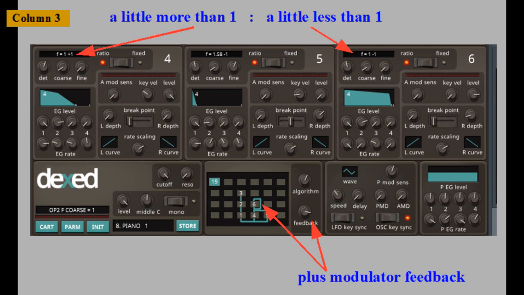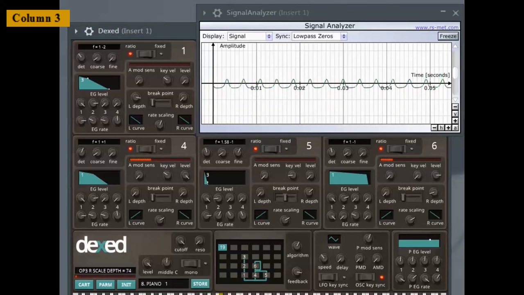I want to look at the carrier modulator ratios now. Operators 4 and 6 first. We find a nearly 1-to-1 ratio producing a saw wave-like output. The feedback of the modulator makes the sound brighter, making the spectrum reach further up into higher frequencies.